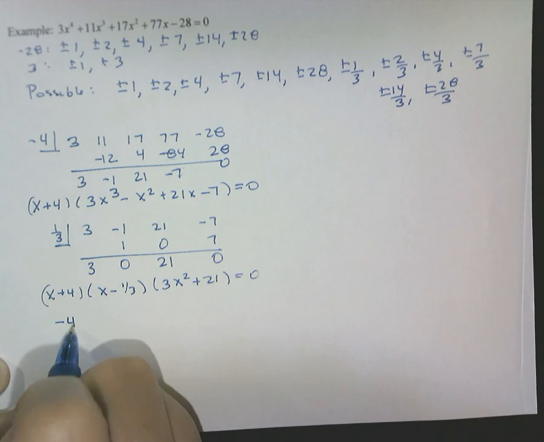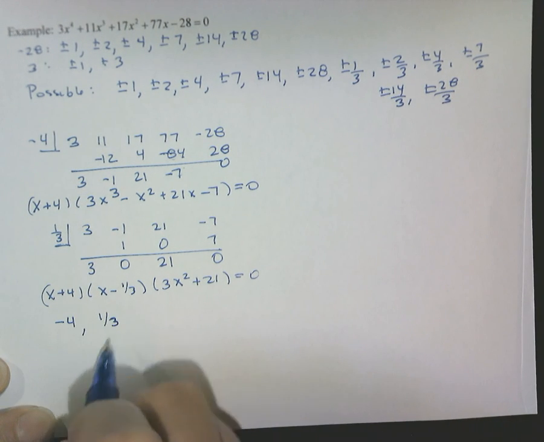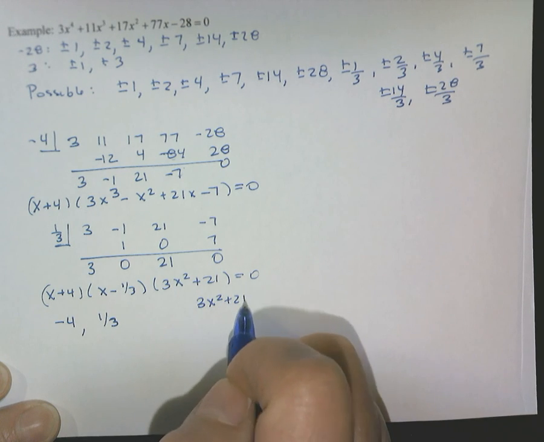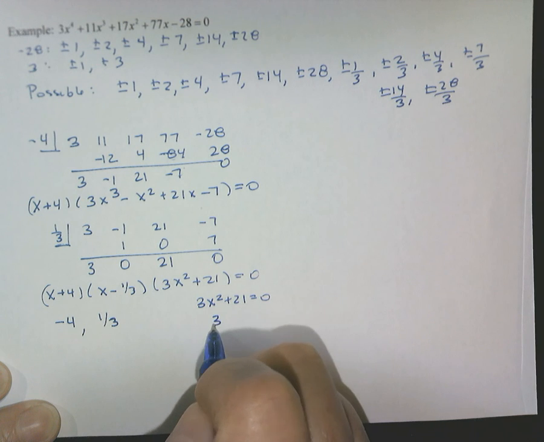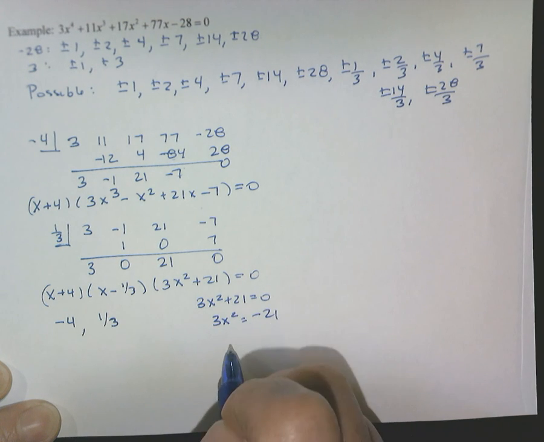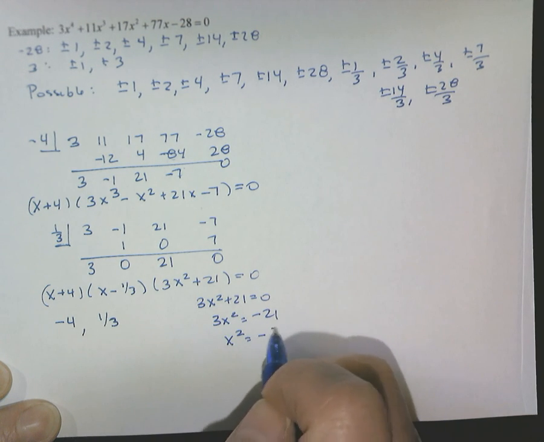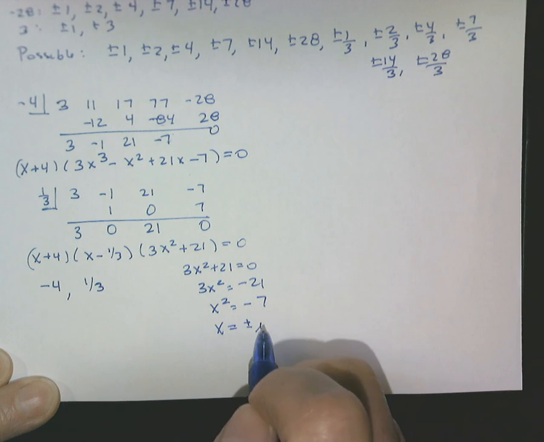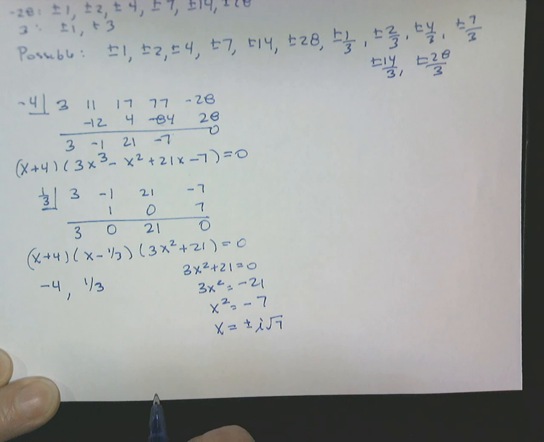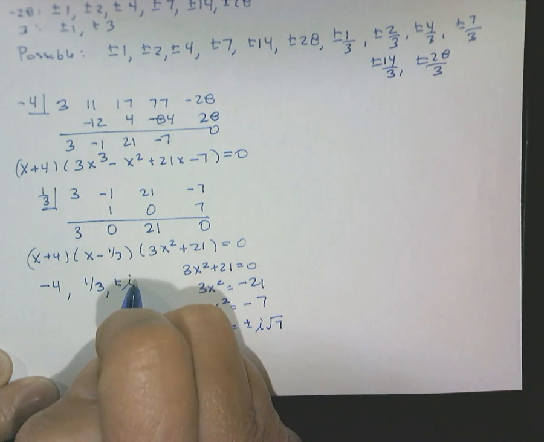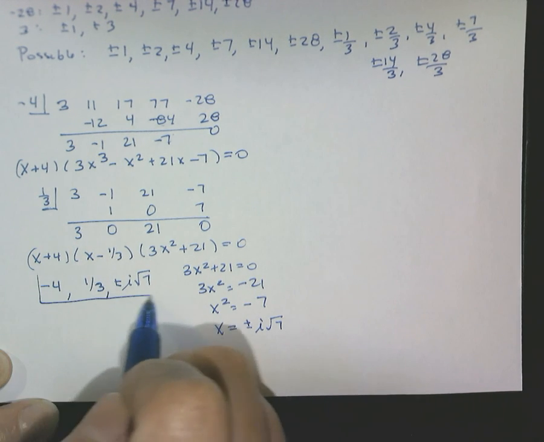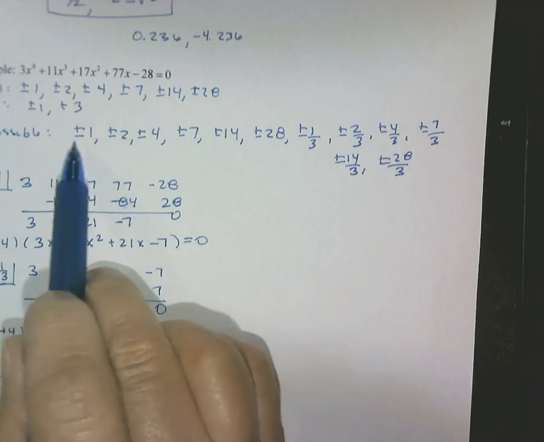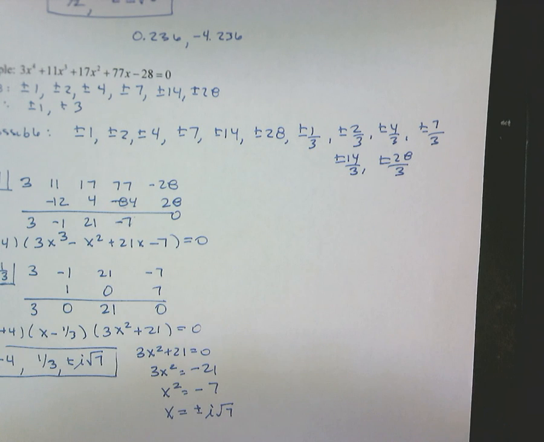Well, I know this gives me -4. This gives me 1/3. I saw those in the graph. This 3x squared plus 21 equals 0. So 3x squared equals -21. X squared equals -7. So x is going to equal plus or minus i square root of 7. So that's what happens. I couldn't see it in the graph because it's not a real number. And I cannot find it. It's not going to be in this list of numbers because these are only the real numbers.